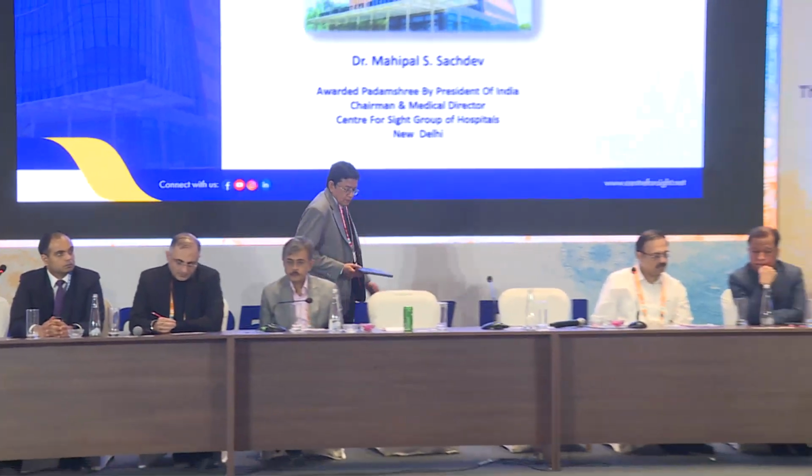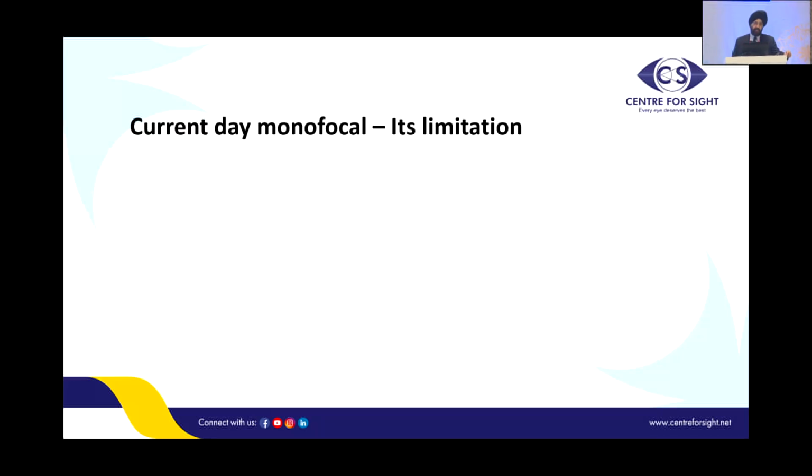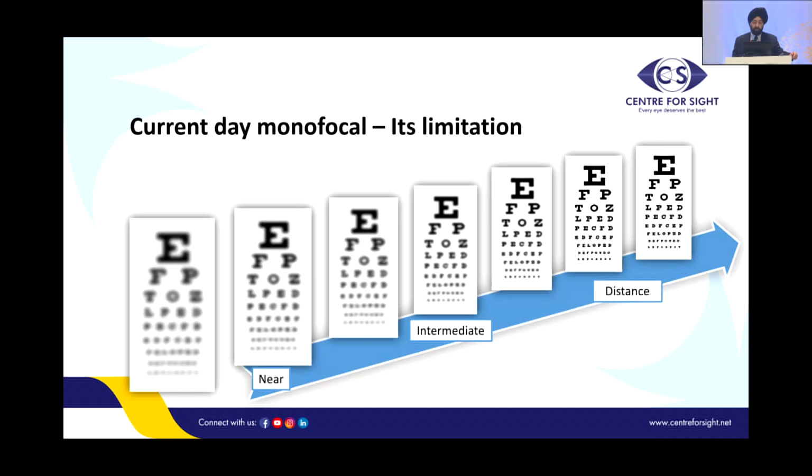I'll be talking about the monofocal plus lens, as it is now called, over the conventional monofocal lenses. The current monofocal lenses, as you all know, have their limitations. The obvious advantage is that 100% of the light is used in a monofocal lens to come to a particular focus. But when you look at the quality, or even the quantity, of the vision as you go on to the intermediate or the near, it tends to fall dramatically.